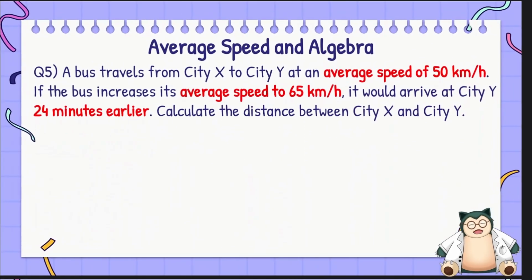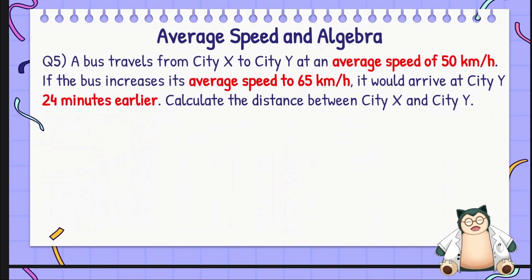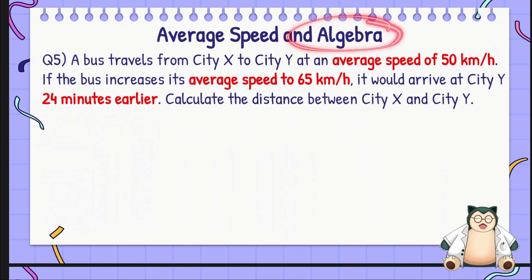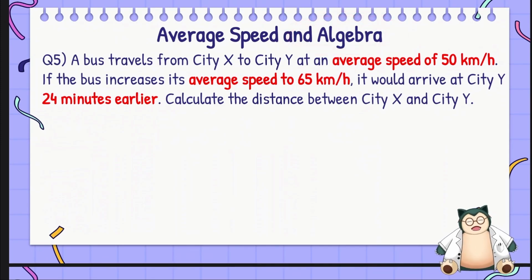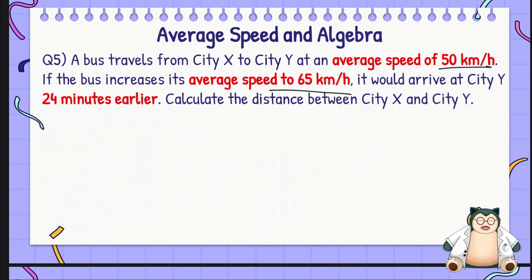Okay, let's look at a different question. This one actually uses algebra in the question. Okay, a bus travels from city X to Y at an average speed of 50 km per hour. If the bus increases its speed to 65 km per hour, it will arrive at city Y 24 minutes earlier. Calculate the distance between city X and city Y.